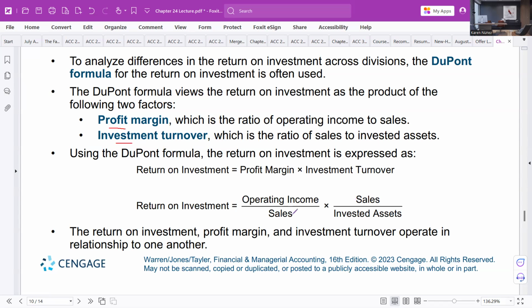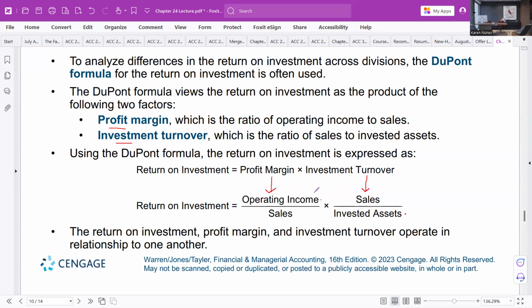So the measure on the previous slide, the return on investment, was the operating income over the invested assets. But now when we slide in sales, we use it as the denominator here, and that gives us a profit margin. It tells us how well we use our sales to generate operating income. And then when we add sales here to the numerator, it tells us how well we use our invested assets to generate our sales, or to turn over those assets into sales, hence an investment turnover.